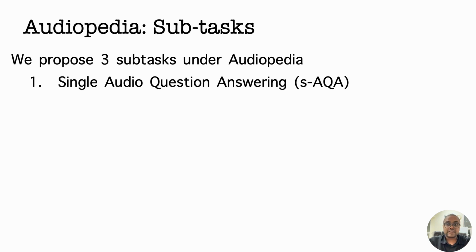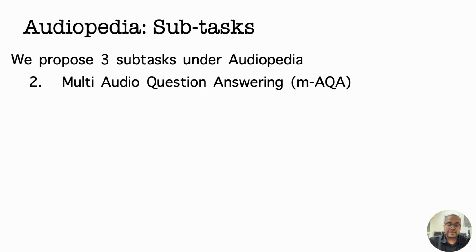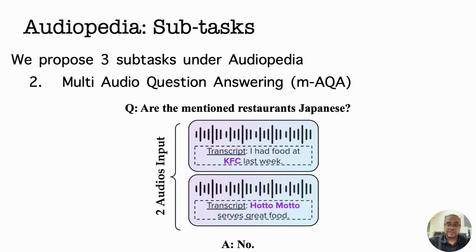The first subtask is single audio question answering, s-AQA. Similar to the example that we have seen earlier, s-AQA comprises knowledge-intensive questions that have to be answered over a single audio. The second subtask is multi-audio question answering, m-AQA, where a knowledge-intensive question has to be answered in the context of multiple audios. Here in this example, the question says, are the mentioned restaurants Japanese? This question has to be answered in the context of two audios. In the first audio, KFC is mentioned, which is from USA, and in the second audio, Hotto Motto is mentioned, which is from Japan. Hence the answer to the question, are the mentioned restaurants Japanese, is no.